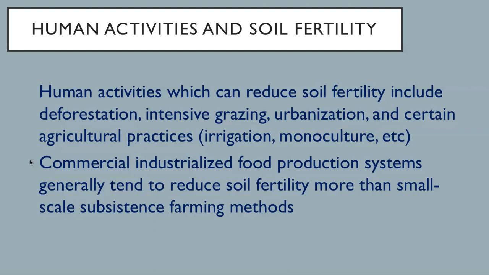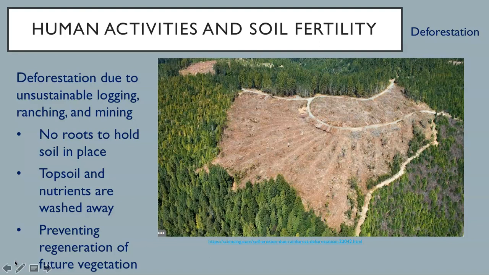Almost half of the world's topsoil has been lost to erosion. Deforestation is a direct cause of the erosion happening in tropical rainforests, pictured here. Once plant cover is gone, there are no roots to hold the soil in place during heavy tropical rains, which then wash away the topsoil and the nutrients necessary to regenerate future vegetation.